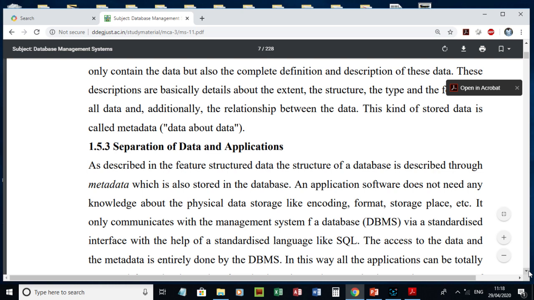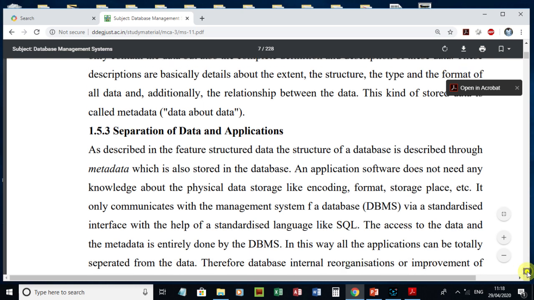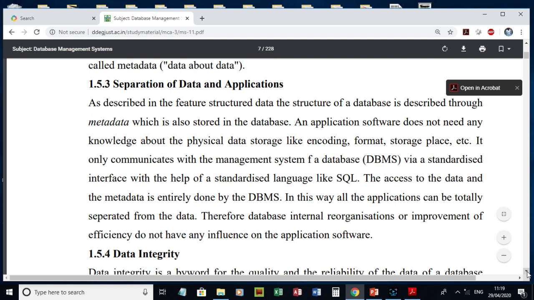Then, to define the data and the structure, and what data should be kept in every field, it is done by a language called what? SQL. Now the access to the data and the metadata is entirely done by the database management system. In this way, all the applications can be totally separated from the data. Therefore, database internal reorganization or improvement of efficiency does not have any influence on the application software.